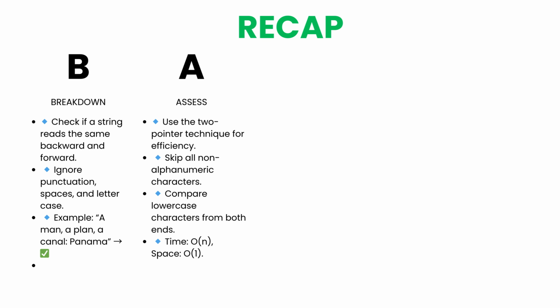We compared two main approaches, cleaning and reversing versus using two pointers. The two-pointer method won for efficiency. Scanning from both ends while skipping non-alphanumeric characters gives us O(n) time and O(1) space.